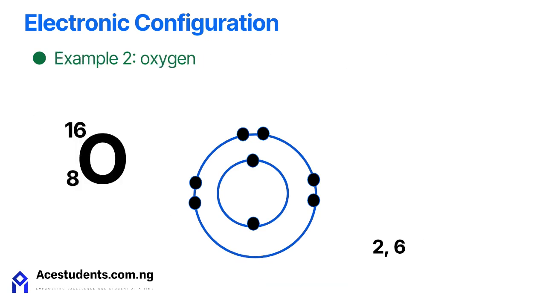Let us look at another example: oxygen. Oxygen has proton number 8, so it has 8 electrons. The first shell takes 2 electrons. The next 6 go into the second shell. So the electronic configuration of oxygen is 2, 6. You should practice with both small and large atoms to make sure you understand the pattern.